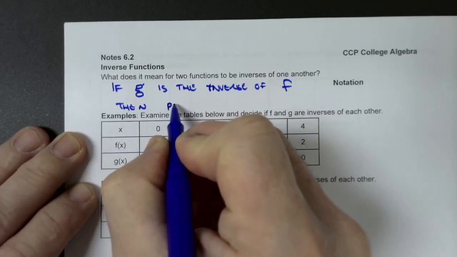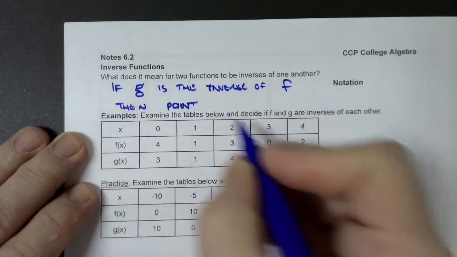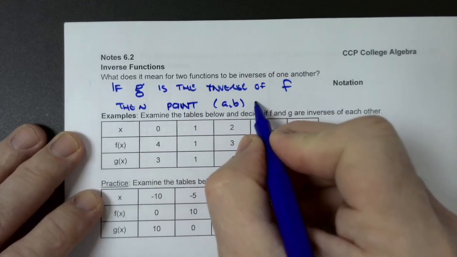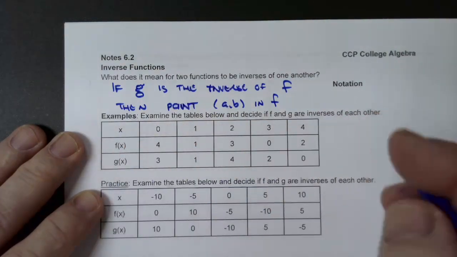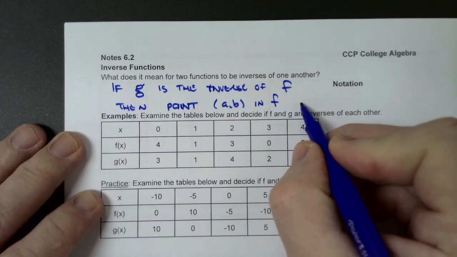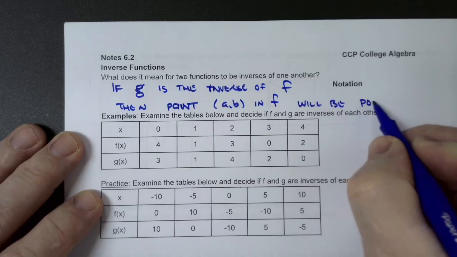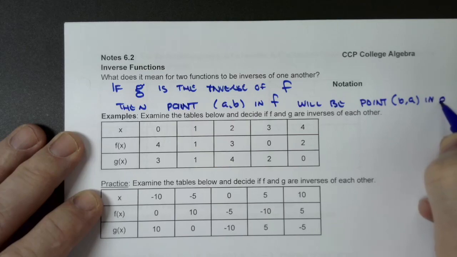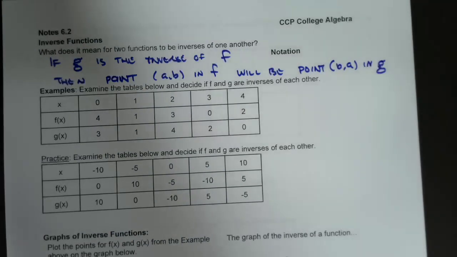If we have a point, say (a, b), in function f, then that point will be the point (b, a) in g. We'll switch each other around.